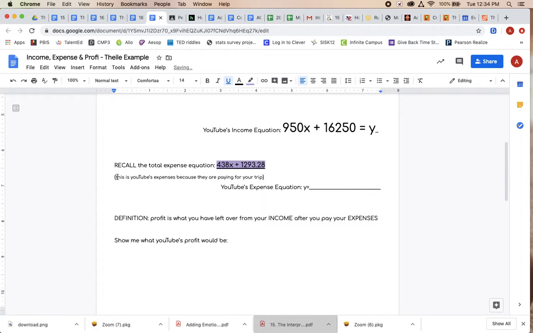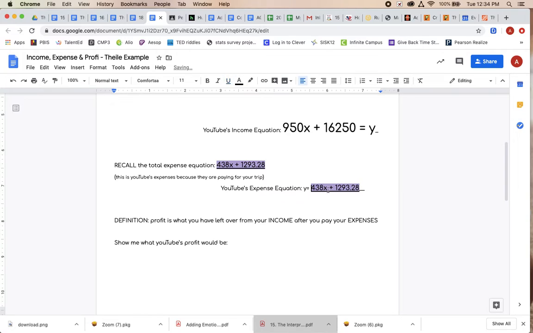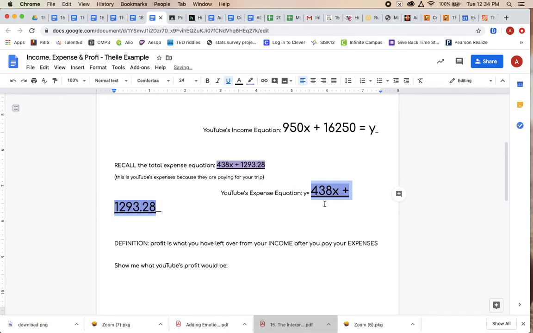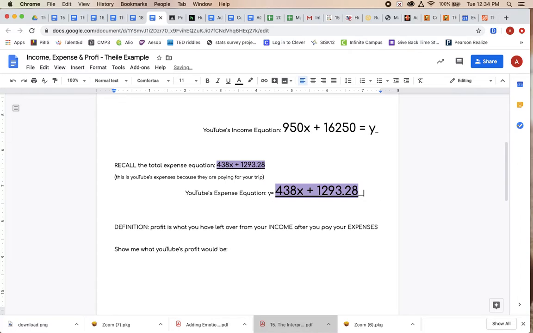There it is. And then it says, this is YouTube's expenses because they are paying for your trip. So what's YouTube's expense equation? Well, the same thing. I don't really have expenses. They're all YouTube's expenses. So there is that. I don't have to do anything. It's already done for you. Okay, cool.